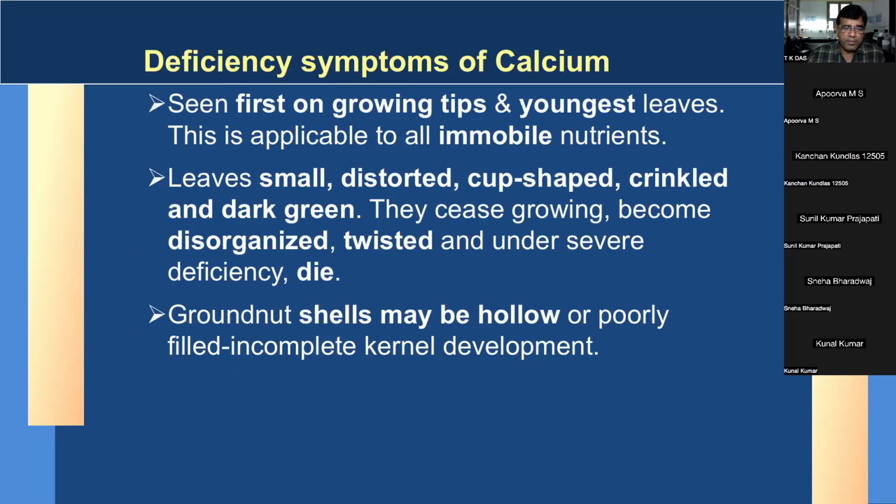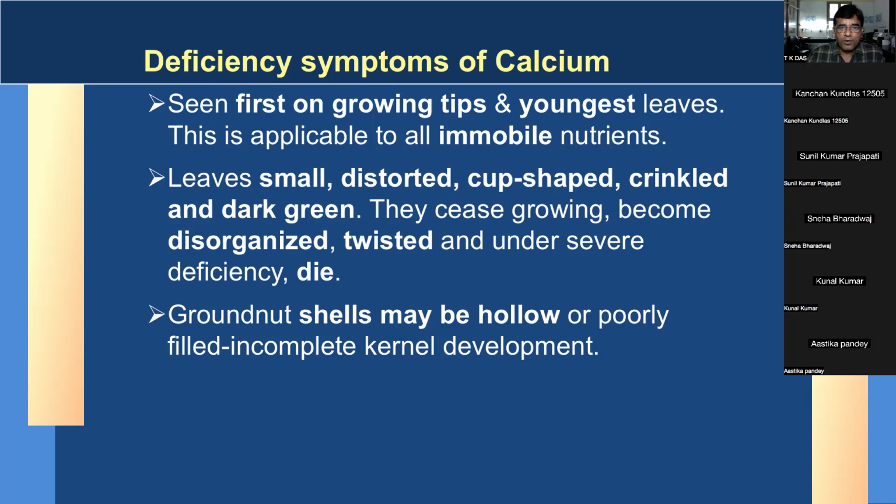What happens if you have deficiency of calcium? Seen first on growing tips or younger leaves, applicable to all immobile nutrients. As you see, in the case of boron also, deficiency symptoms come on the younger leaves. Leaves become smaller in size, they may be distorted, cup-shaped, crinkled, and dark green. They cease growing, the growth is stopped, become disorganized, twisted, and under severe deficiency, die. The groundnut shell may be hollow or poorly filled, with incomplete kernel development.